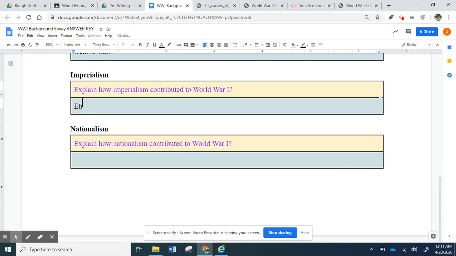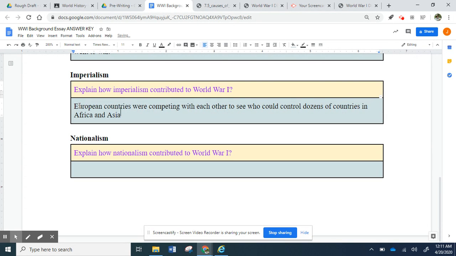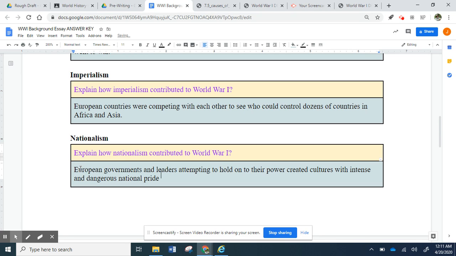This is European countries, imperialism, were competing with each other to control dozens of countries in Africa and Asia. And then nationalism was European governments and leaders attempting to hold on to their power, created cultures with intense and dangerous national pride, which did not respect their neighbors.